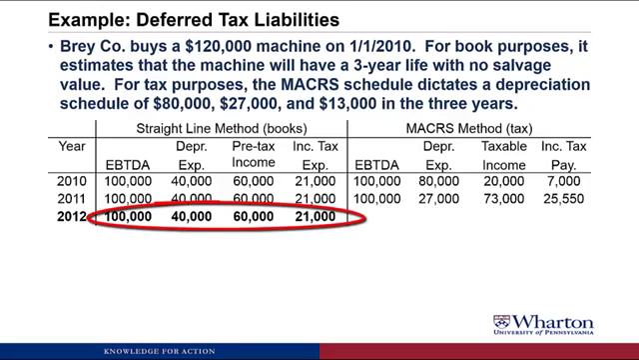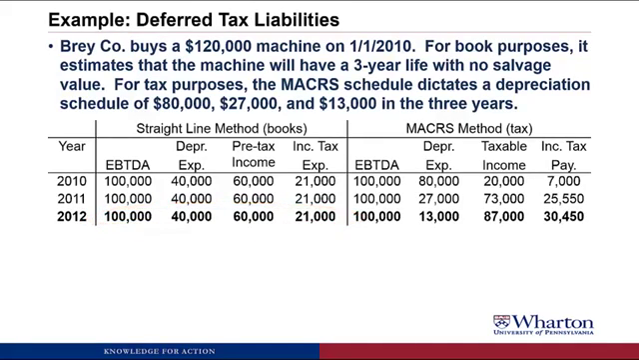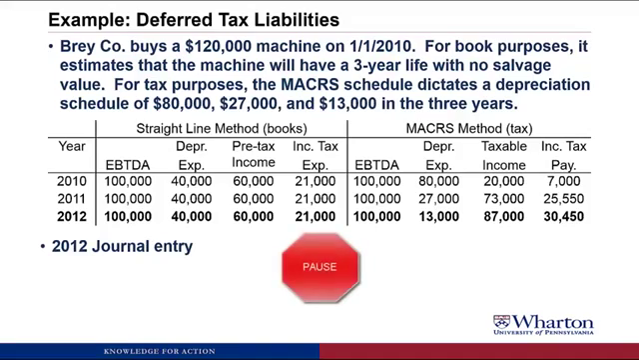earnings before taxes and depreciation, same depreciation expense because it's straight line, gives us the same pre-tax income, times 35% gives us that tax expense of 21,000. For the maker's method, we'll assume again the taxable income before depreciation and taxes is 100,000. Now the depreciation expense has dropped to 13,000 under the maker's schedule, which makes our taxable income rise to 87,000. 87,000 times 35% is 30,450. So why don't you try to do the journal entry to record the income tax expense and income tax payable?